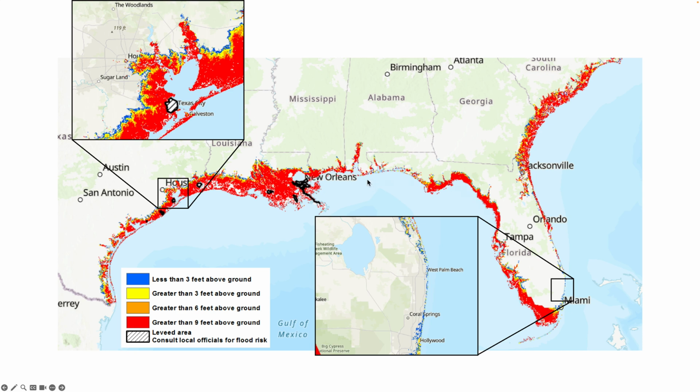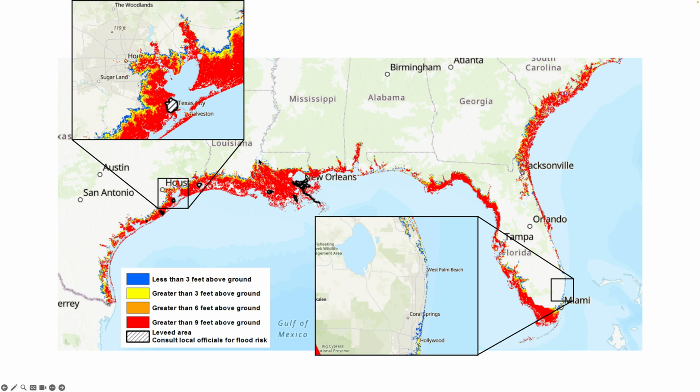And what I really think is most important here, and that we don't have an inset for, is Louisiana. Take a look at how extensive the flooding would be in Louisiana if we had a Category 5 landfalling hurricane anywhere along the coast of Louisiana. All of this red indicates that the inundation would be 9 feet or higher with a Category 5 landfall.